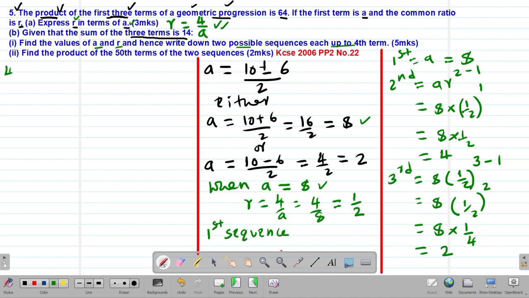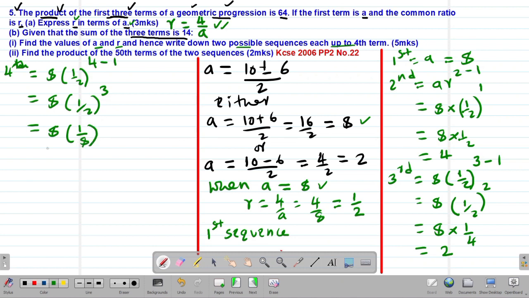Then the fourth term will be given by a. The first term was 8, then into the common ratio, which was a half, then to the power of 4 minus 1. So this will give us 8, then into bracket a half to the power of 3. So this one means 8, then into 1 cubed is just 1, 2 cubed will give us 8. So the 8 and 8 will cancel out, therefore we'll get 1.